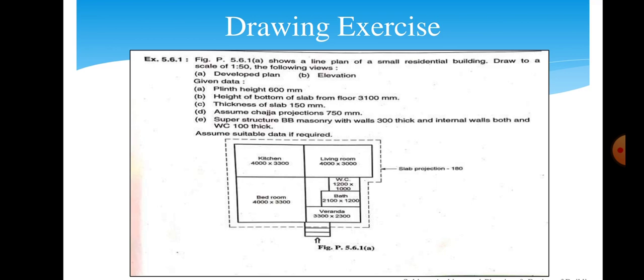So basically what they have given is plinth height, they have given 600 mm. In earlier slides we have seen that minimum plinth height should be 450 mm. Here they have provided 600 mm. The height of bottom of slab from floor, which means they have given floor to floor height of 3.1 meter. Thickness of slab they have given 150 mm, and the internal partition walls and external walls are throughout 300 mm thick, and WC and bath walls are 100 mm thick.